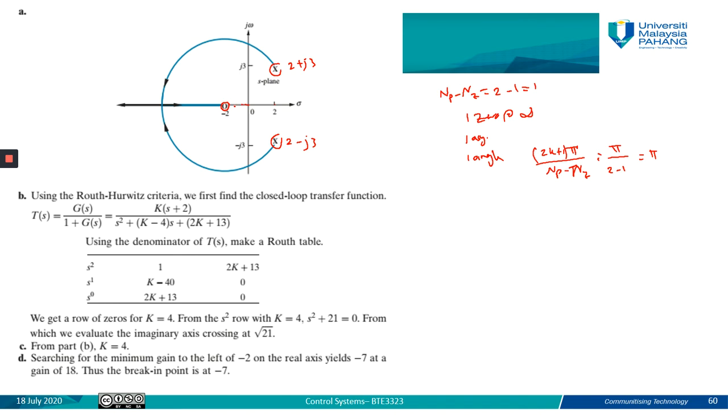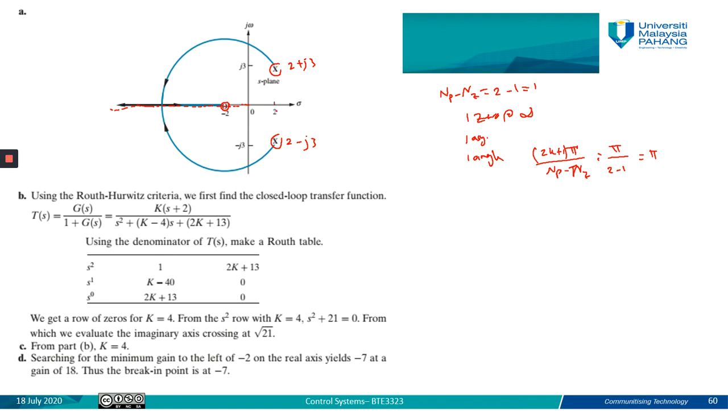So if we draw the asymptote for this line, it will be like this one. It's just one line drawn on the real axis of the S-plane. Okay, so in order to find the crossing, after we draw this one, why do we draw it in this way? Because we said that the root locus must be symmetric around the real axis.